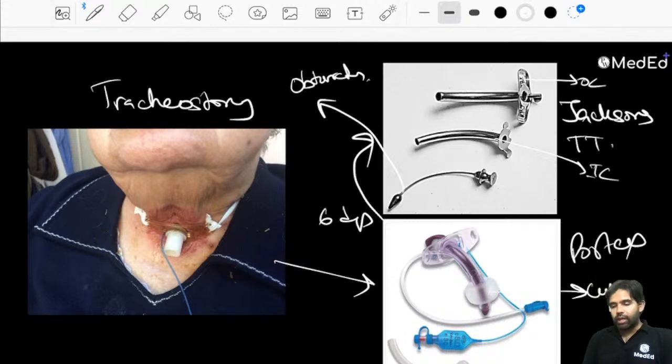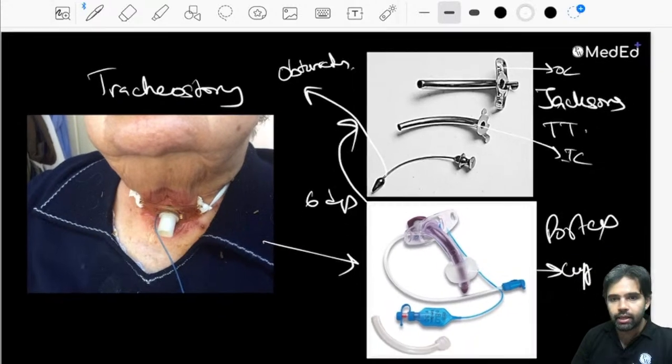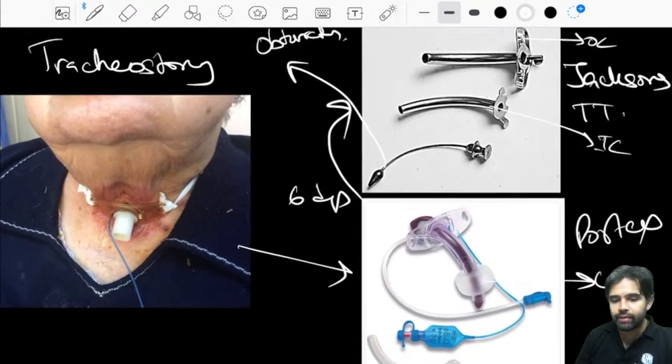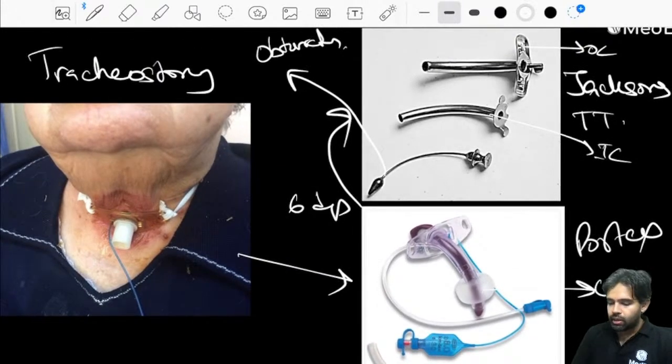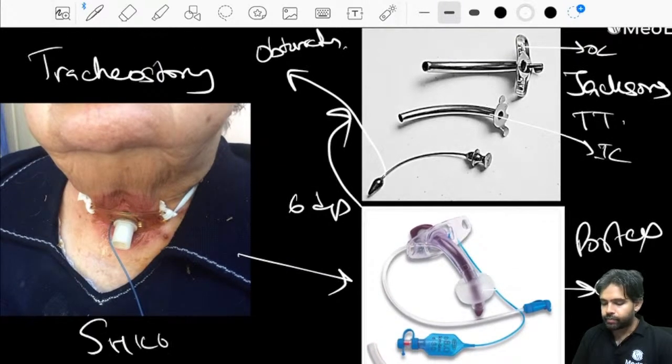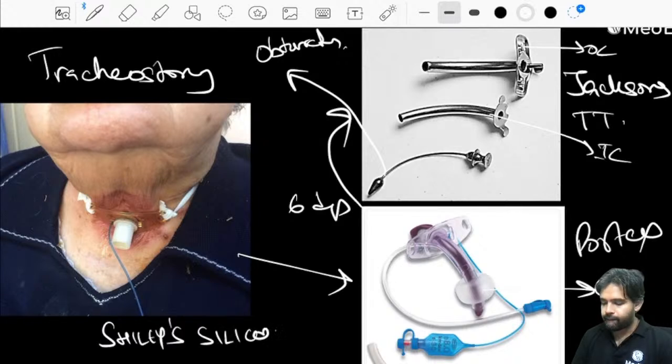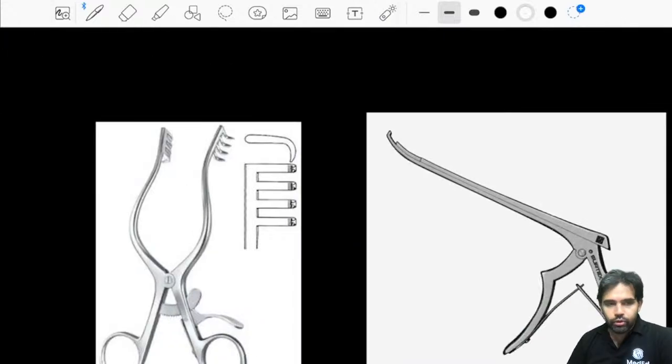Similarly, you can do that with Portex. Portex also comes with an inner cannula. You can see there's one PVC cannula, and then there is a tube called Shiley's. The Shiley's is the same thing but silicone. It appears more white. You know, these 2 are asked, so that's why I am asking you.